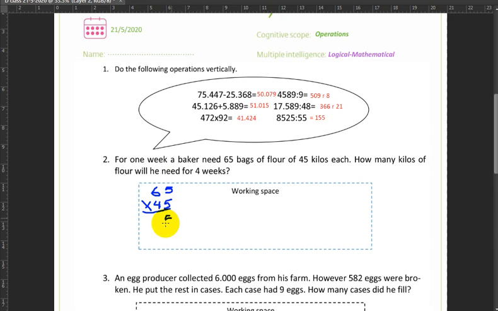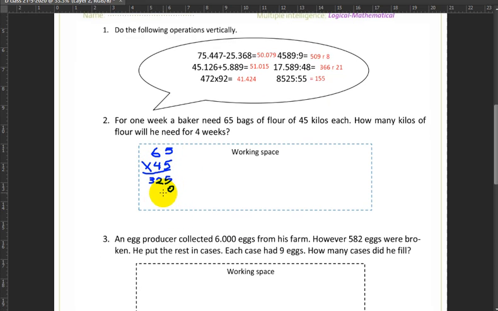5 by 5 makes 25. 5 by 6 makes 30, plus 2 that I carried over makes 32. 0 beneath the ones. 4 by 5 makes 20. 4 by 6 makes 24, plus 2 makes 26. Add. 5 and 0 makes 5. 2 and 0 makes 2. 3 and 6 makes 9. 2 and nothing makes 2. Now this is the number of kilograms for 1 week, right?